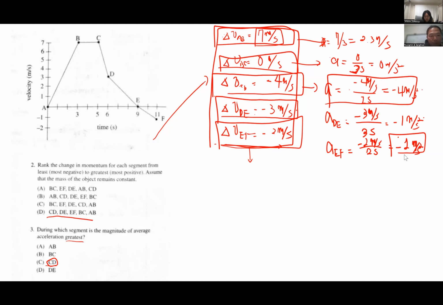So yes, this one should be something wrong. This should be actually like this. Okay.